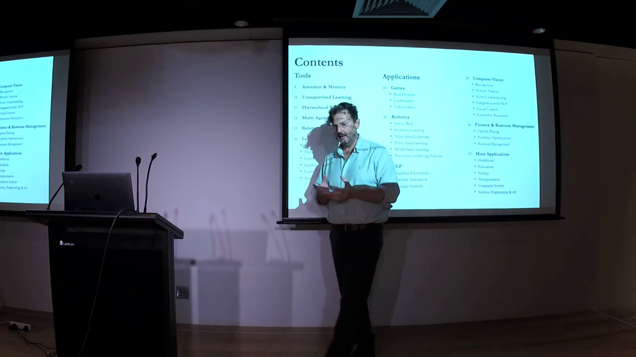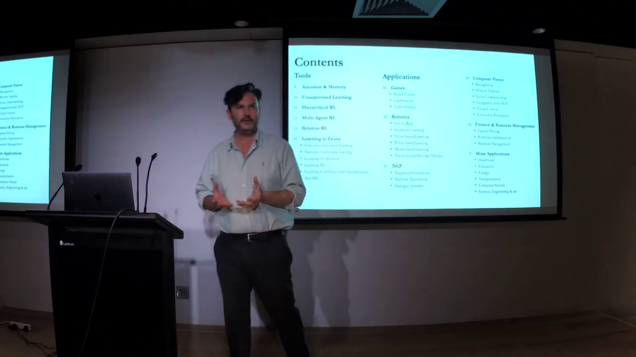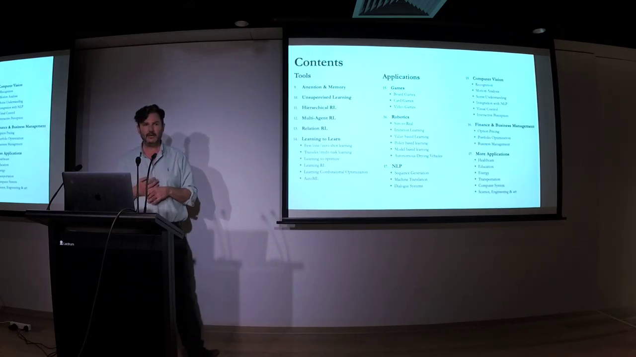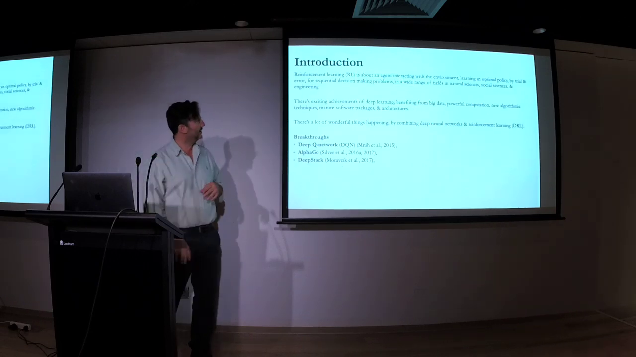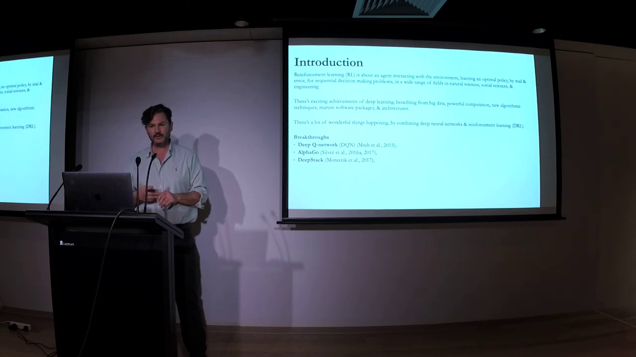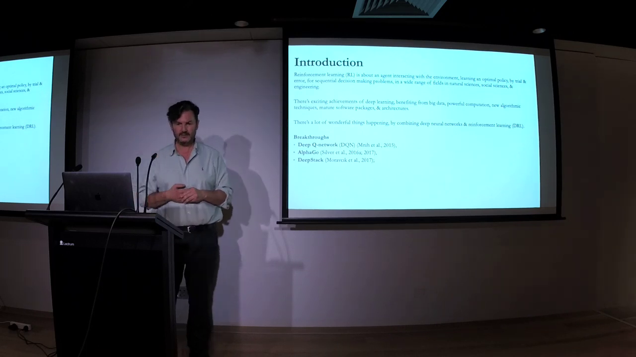So that's what reinforcement learning can be used for, or machine learning, or deep learning can be used for as well. Here's just a basic introduction. Reinforcement learning is about an agent interacting with the environment, learning an optimal policy by trial and error for sequential decision-making problems in a wide range of fields in natural sciences, social sciences, and engineering.